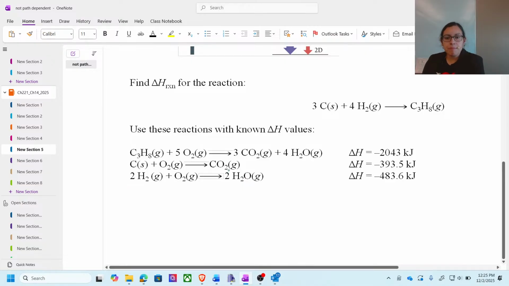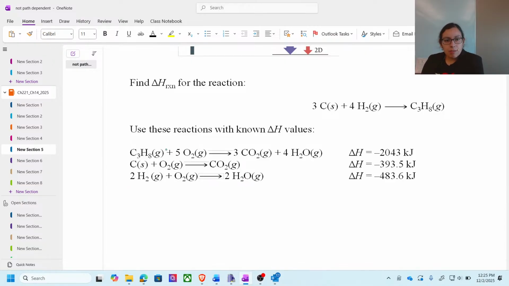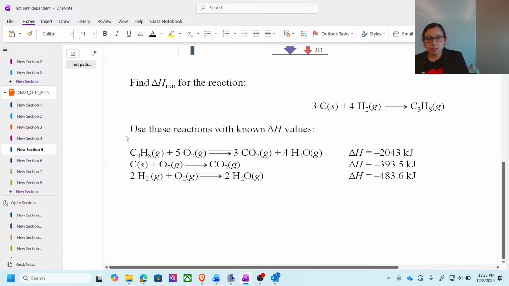Same thing, so we can break this down. We have the combustion of propane: propane plus oxygen gives us CO2 and water, and we have that value. Then we have carbon plus oxygen, and that combustion gives us CO2. We have a value. And then we have H2 and oxygen giving us water in the gaseous state, and again we have a value for that. So try to puzzle this out for a second.